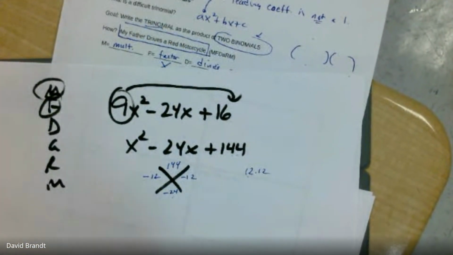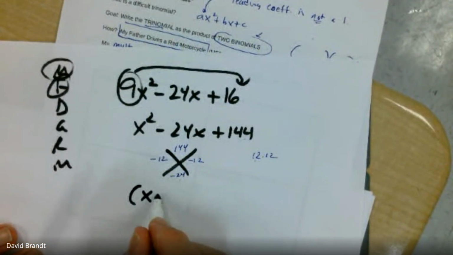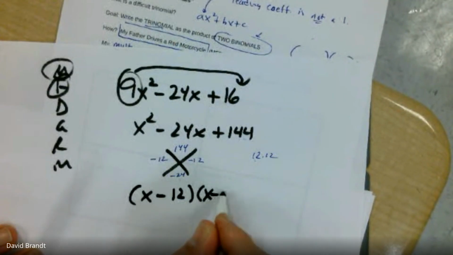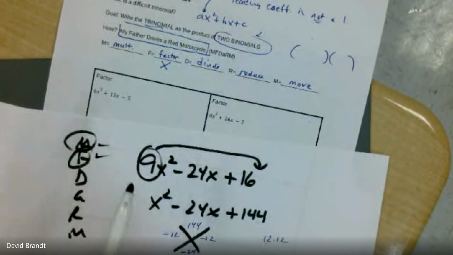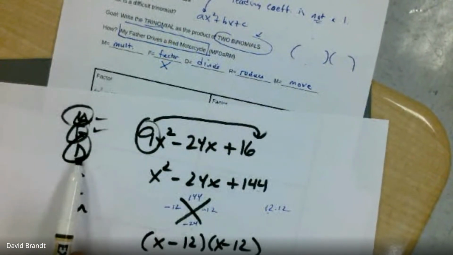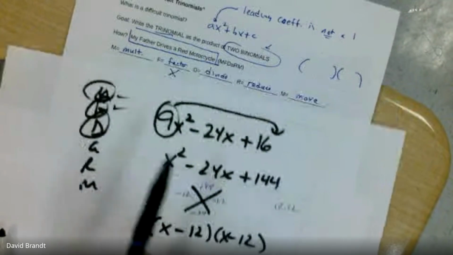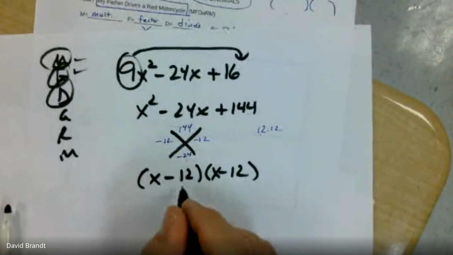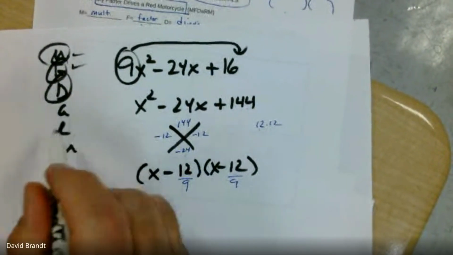Now, what do you do with them? You write it like this: x minus 12, x minus 12. Now, what have we done so far? We multiplied, we have factored. Now we have to do the divide step. What does that mean? Whatever number you multiply by, you've got to go back and divide both numbers by that number. So that's divide.